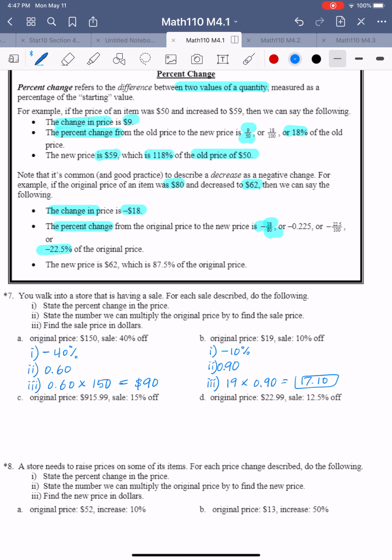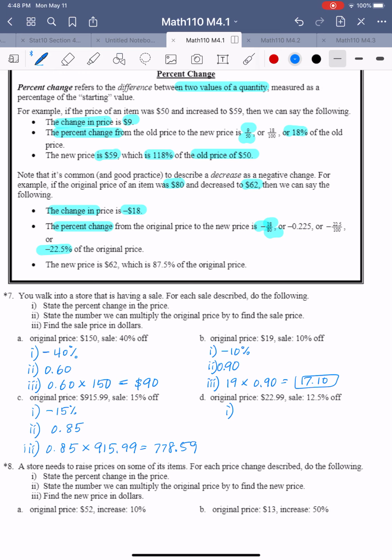And C, the original price is $915.99 and 15% off, so negative 15%. And then number 2, which means you subtract the 15% from the 100%, which is 85%. Change to a decimal, it is 0.85, and then you multiply 0.85 times the original price, and it becomes the new sale price, which is $778.59.